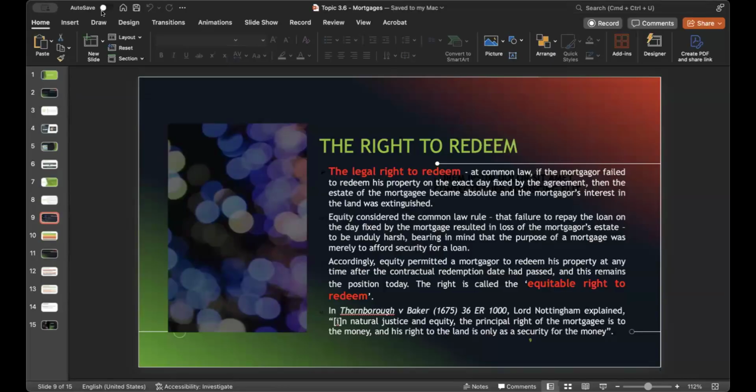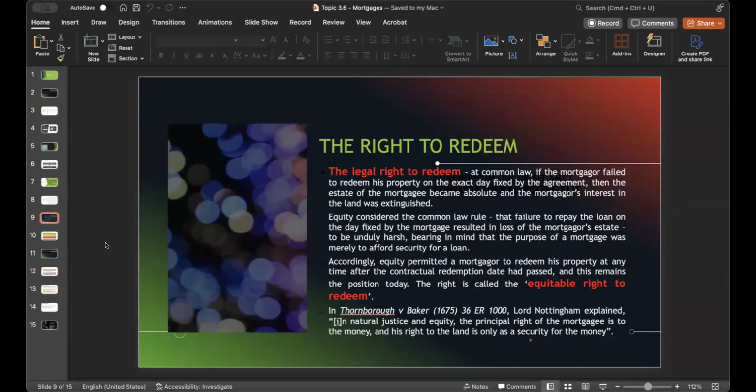Equity considered the common law rule that failure to repay the loan on the day fixed by the mortgage resulted in the loss of the mortgagor's estate to be unduly harsh, bearing in mind that the purpose of a mortgage was merely to afford security for a loan. Accordingly, equity permitted a mortgagor to redeem his property at any time after the contractual redemption date had passed, and this remains the position today. The right is called the equitable right to redeem. Thornborough v. Baker.